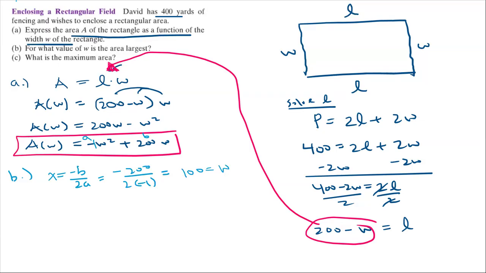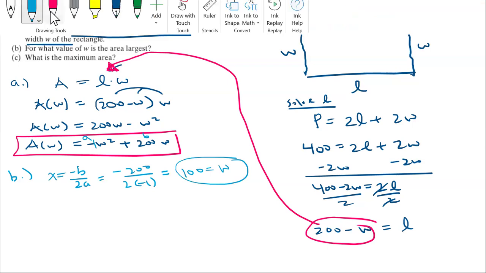So for what value of W is the area largest? It would be 100. Again, it doesn't matter what variable you use here. It could be X, W, T, doesn't matter. But the general form is x equals negative b over 2a. All right, so then let's look at the last part here.